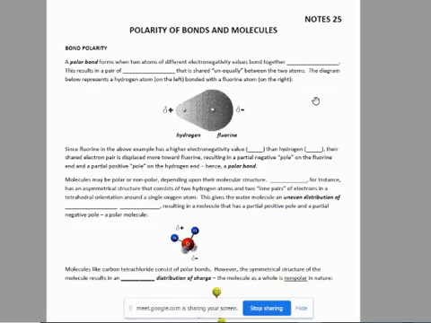All right, so for a polar bond, we're just gonna first gotta learn what a polar bond is. So a polar bond forms when two atoms have different electronegativity values. So let's kind of remember what electronegativity was. Electronegativity was when we did periodic trends.